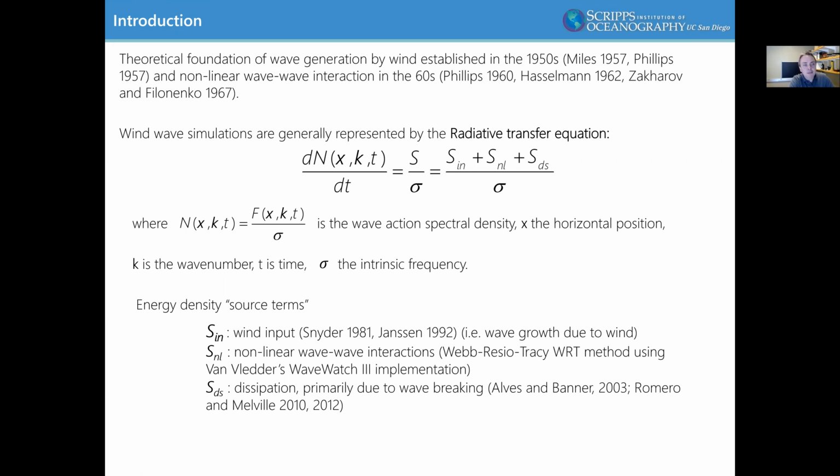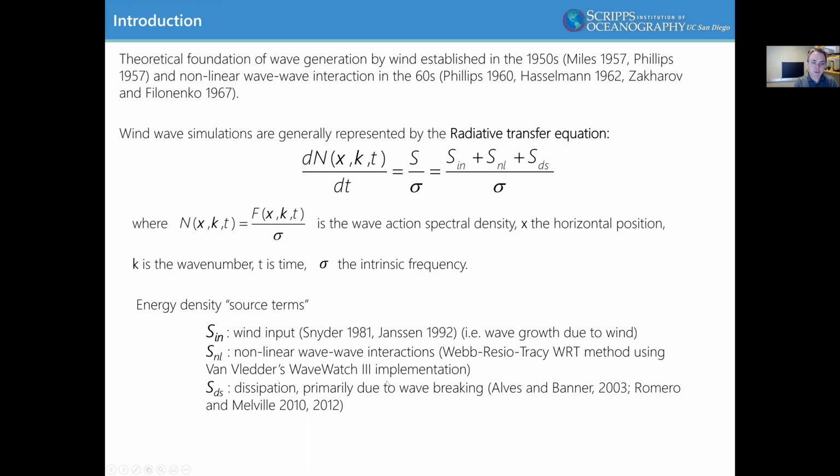The basic behind wind wave simulation is to generally represent this process through the radiative transfer equation, and that's what I'm showing here. On the left side, you have the wave action, and on the other side, you have a series of source terms, 3 primary source terms, which are energy density source terms. So you have the wind input, that's really the wave grows due to the wind, nonlinear wave-wave interaction, and the dissipation, which is primarily due to wave breaking.